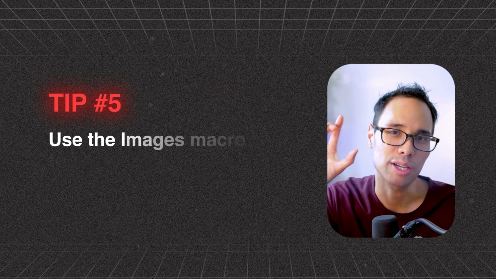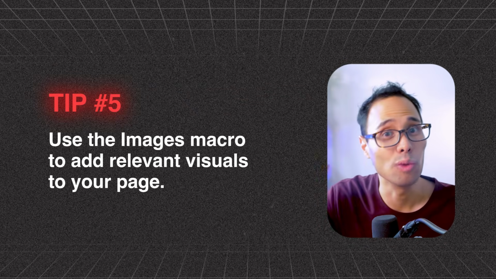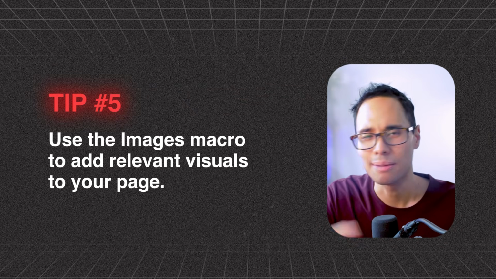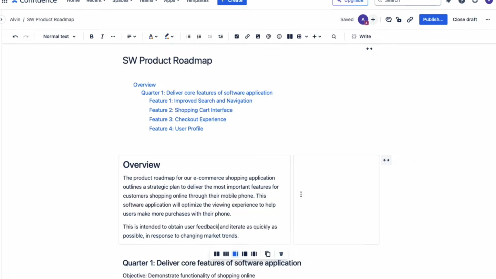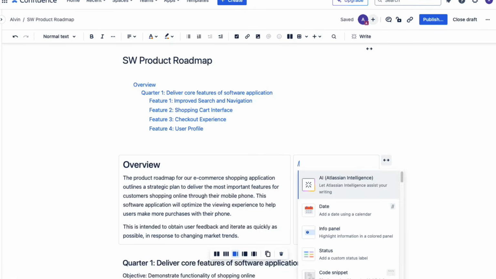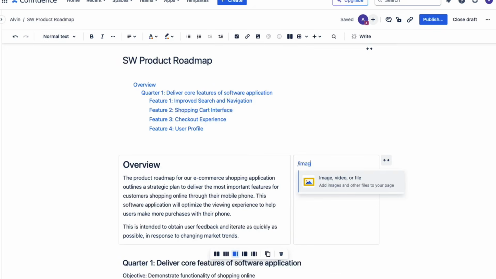Tip number 5, use the images macro to add relevant images and pictures to make your page more visual to your team, to give it that little oomph. Inside the right sidebar of the new layout that we created, let's type the / key and then the word image.